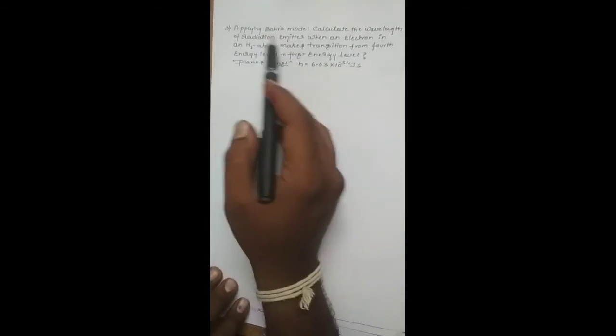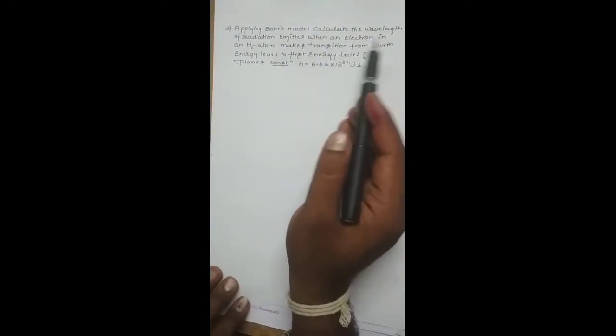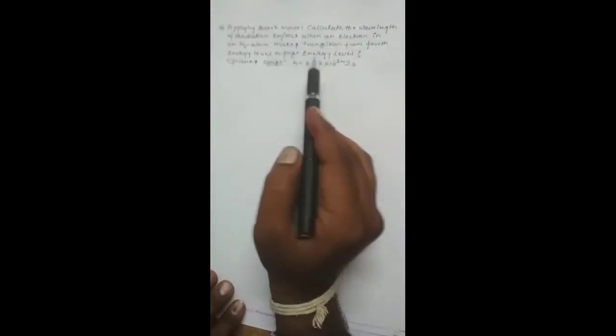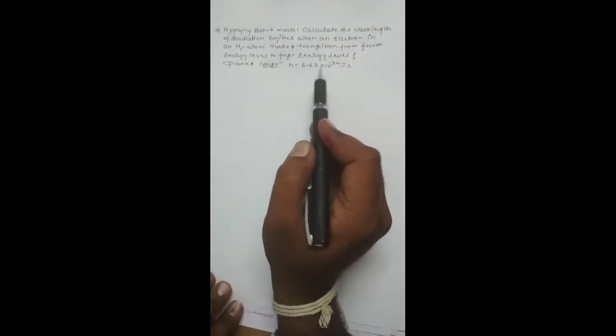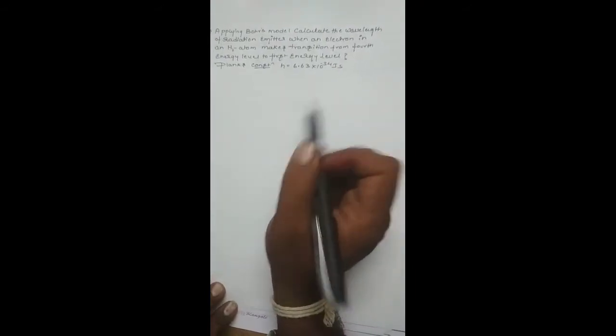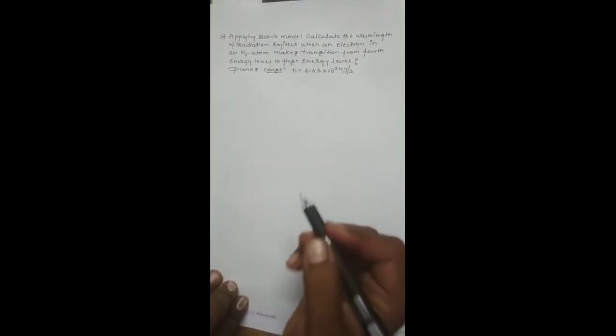Problem. Applying Bohr's model, calculate the wavelength of the radiation emitted when an electron in a hydrogen atom makes a transition from the fourth energy level to the first energy level. They have given Planck's constant h is equal to 6.63 into 10 to the power of minus 34 joule second. Okay, applying Bohr's model, calculate the wavelength.